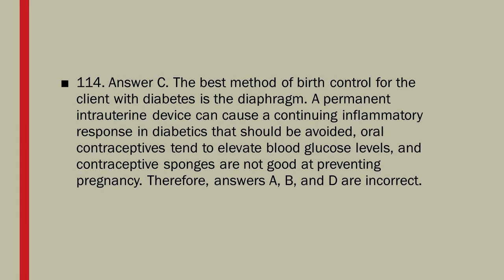114. Answer C. The best method of birth control for the client with diabetes is the diaphragm. A permanent intrauterine device can cause a continuing inflammatory response in diabetics that should be avoided. Oral contraceptives tend to elevate blood glucose levels, and contraceptive sponges are not good at preventing pregnancy. Therefore, answers A, B, and D are incorrect.